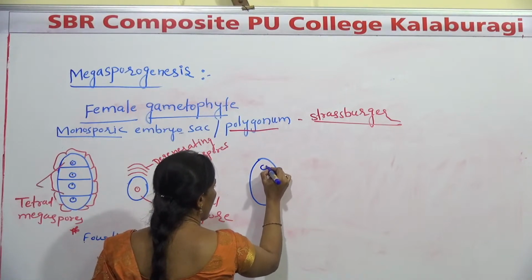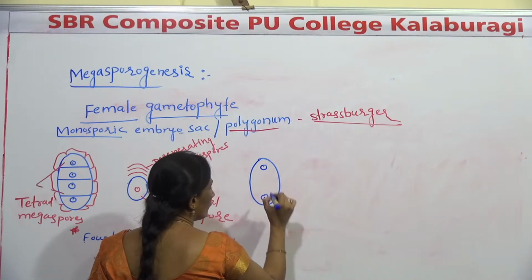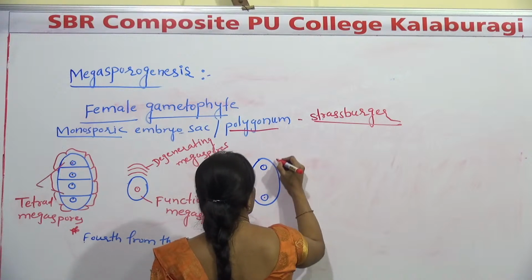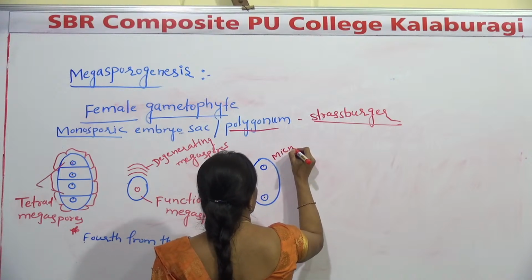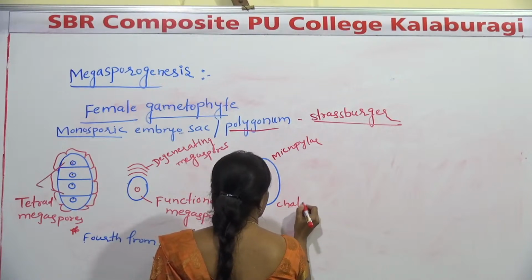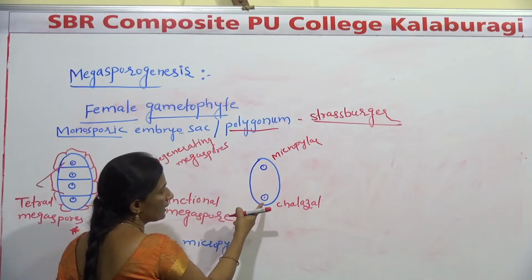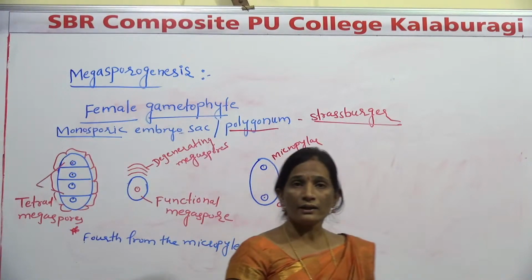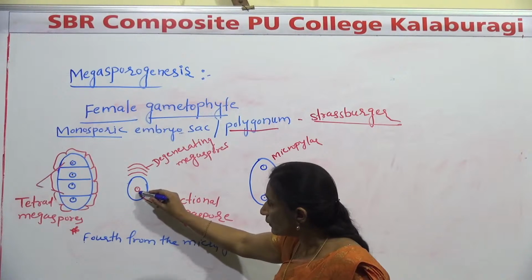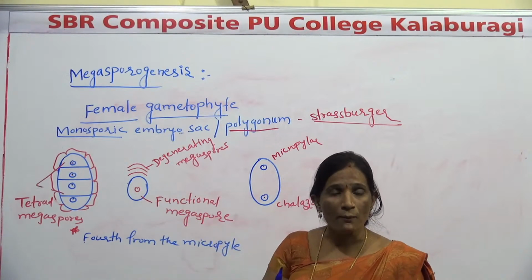Two nuclei. One moves towards the micropylar region, and another moves towards the chalazal region. So this functional megaspore nucleus divides mitotically to form how many nuclei?